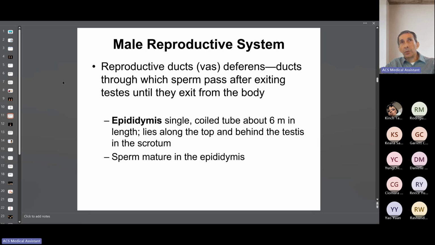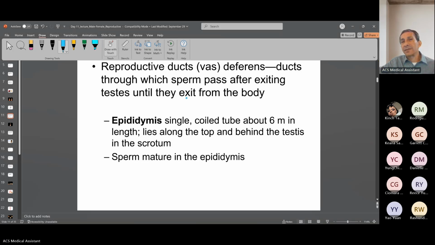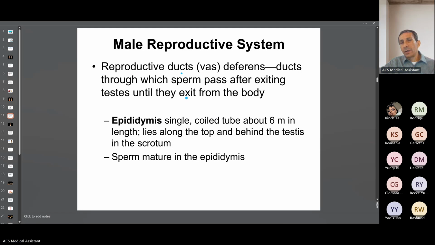Let's continue now. So we talked about the testicles, its structures, where the sperm is produced, where the testosterone is produced, where sperm matures within the testicles. Now, let's talk about how this sperm is going to be leaving the testicles or the epididymis. So it says right here, we're going to talk about the vas deferens. See, they are called ducts, reproductive ducts. It's a channel, a tube, the vas deferens. So these are the ducts through which the sperm passes after leaving the testes, on its path out of the body.